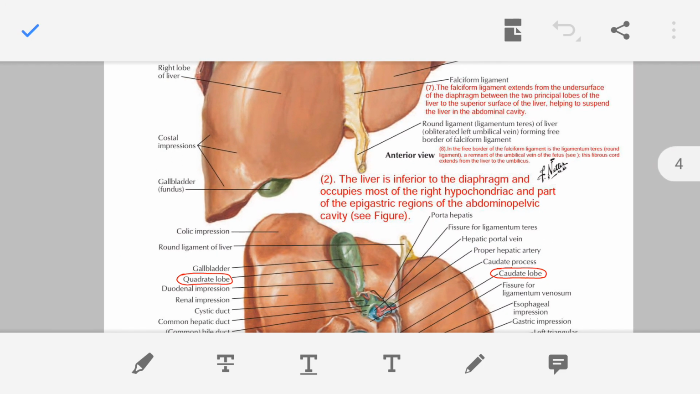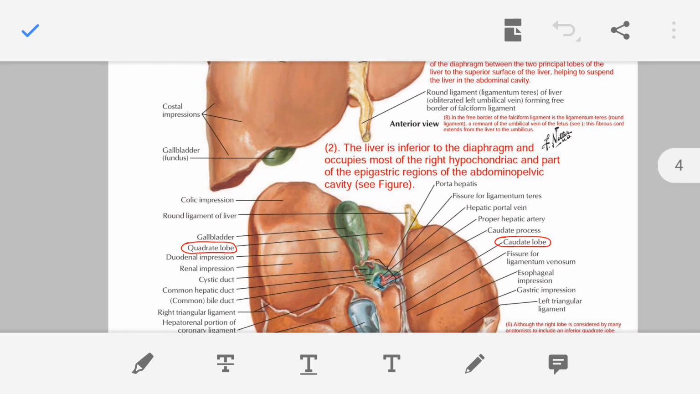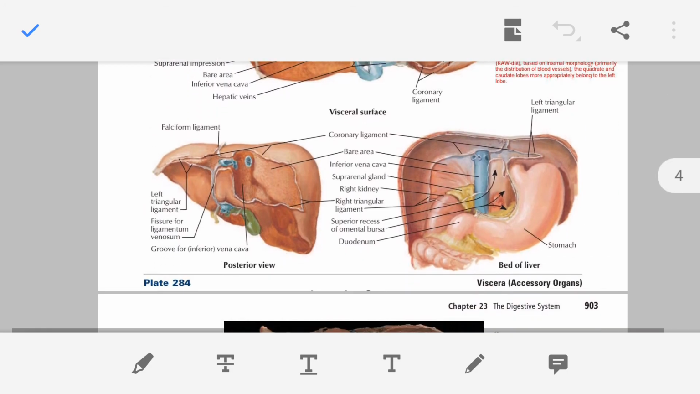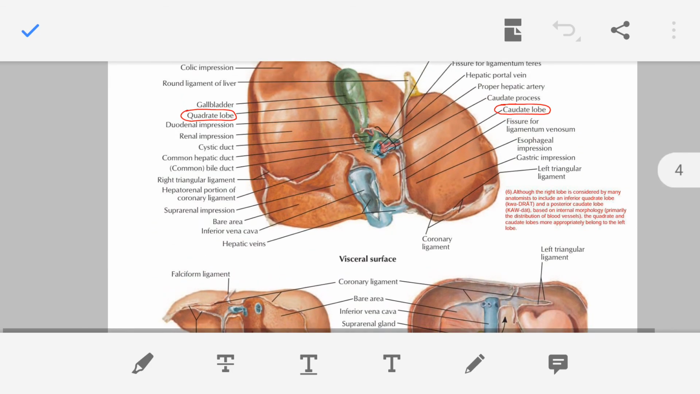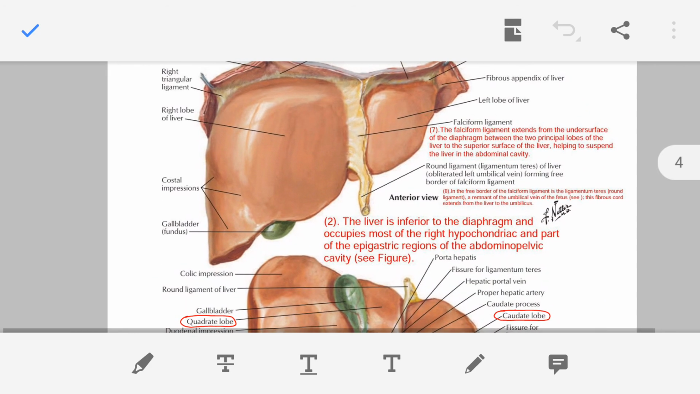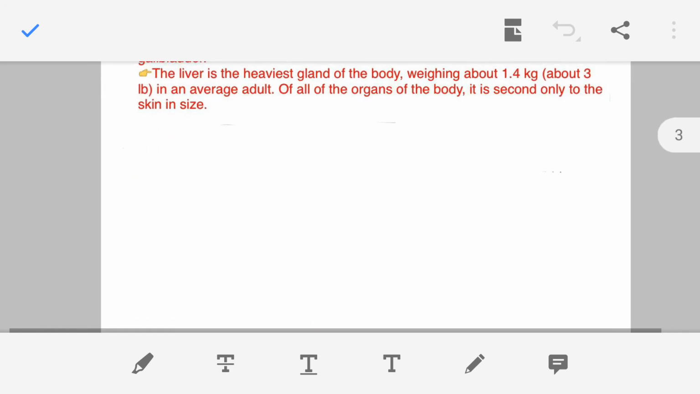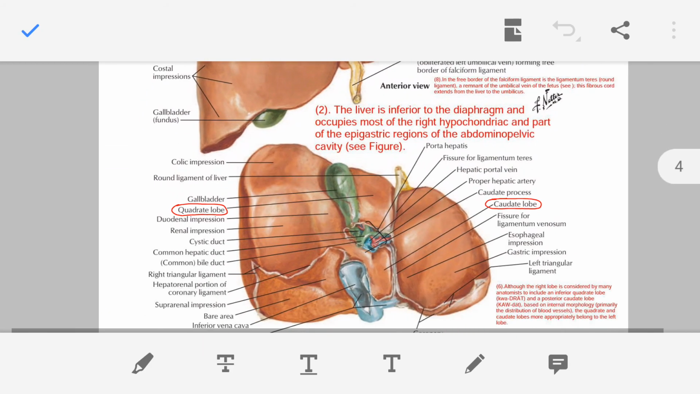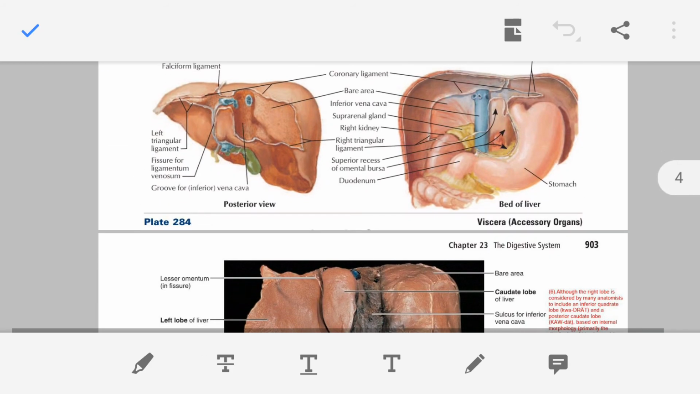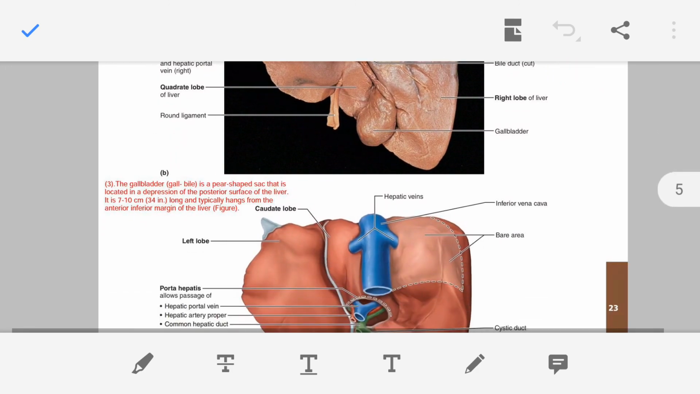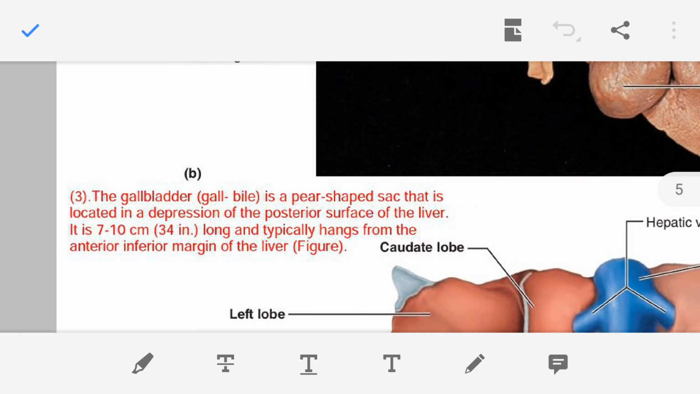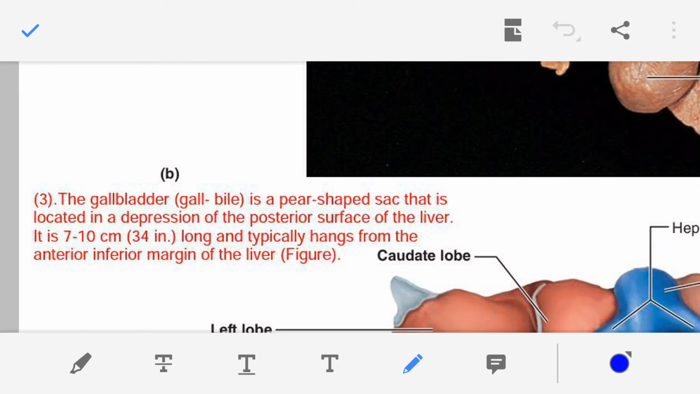Now moving on to the third point of our discussion. This is the third point. So the gallbladder. Now the shape of the gallbladder. The gallbladder is a pear shaped sac.